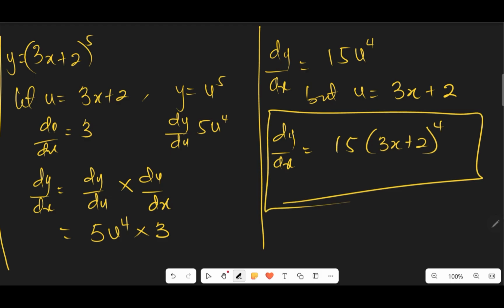You see how simple it is? We just make the term in the bracket a letter, then we differentiate, then we just come and put it back, then we are done. It's so simple like that. And that is how chain rule works.